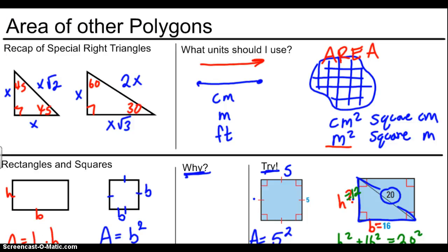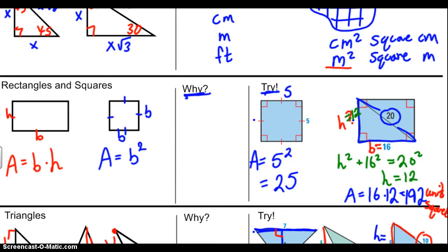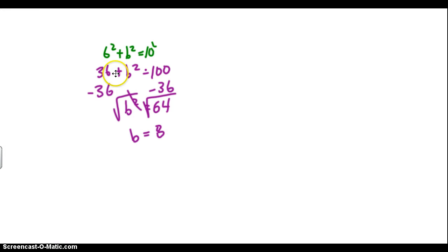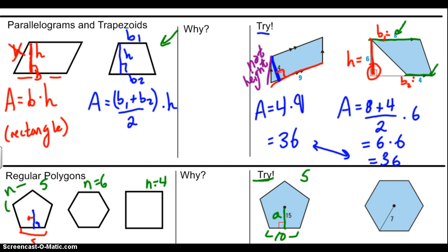The most important takeaways from this video are that you know how to find the area of a rectangle and square, even if you have to use Pythagorean theorem. You know how to find the area of a triangle, even if you have to use Pythagorean theorem. And lastly, you know how to find the area of a parallelogram and a trapezoid. And you know, you might have to use Pythagorean theorem even if you didn't here. So again, the biggest things are squares, rectangles, triangles, parallelograms, and trapezoids.